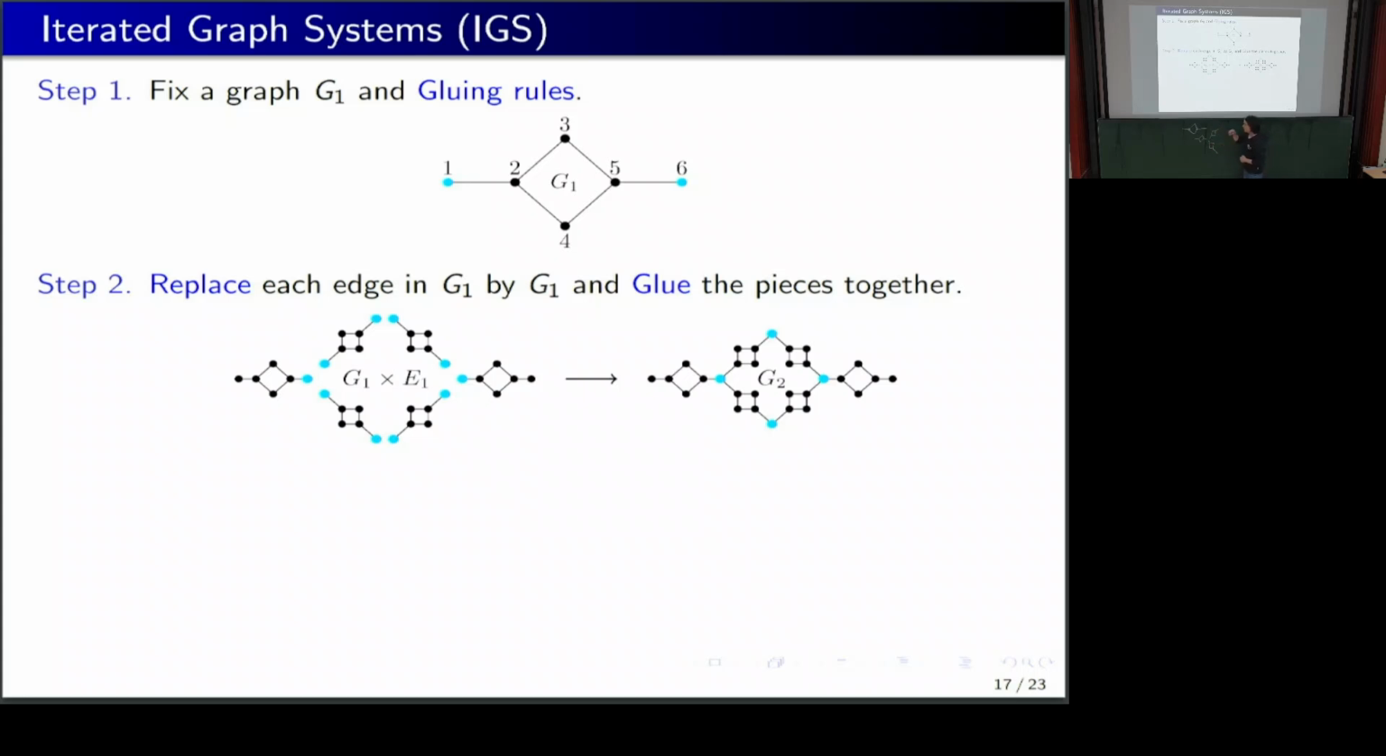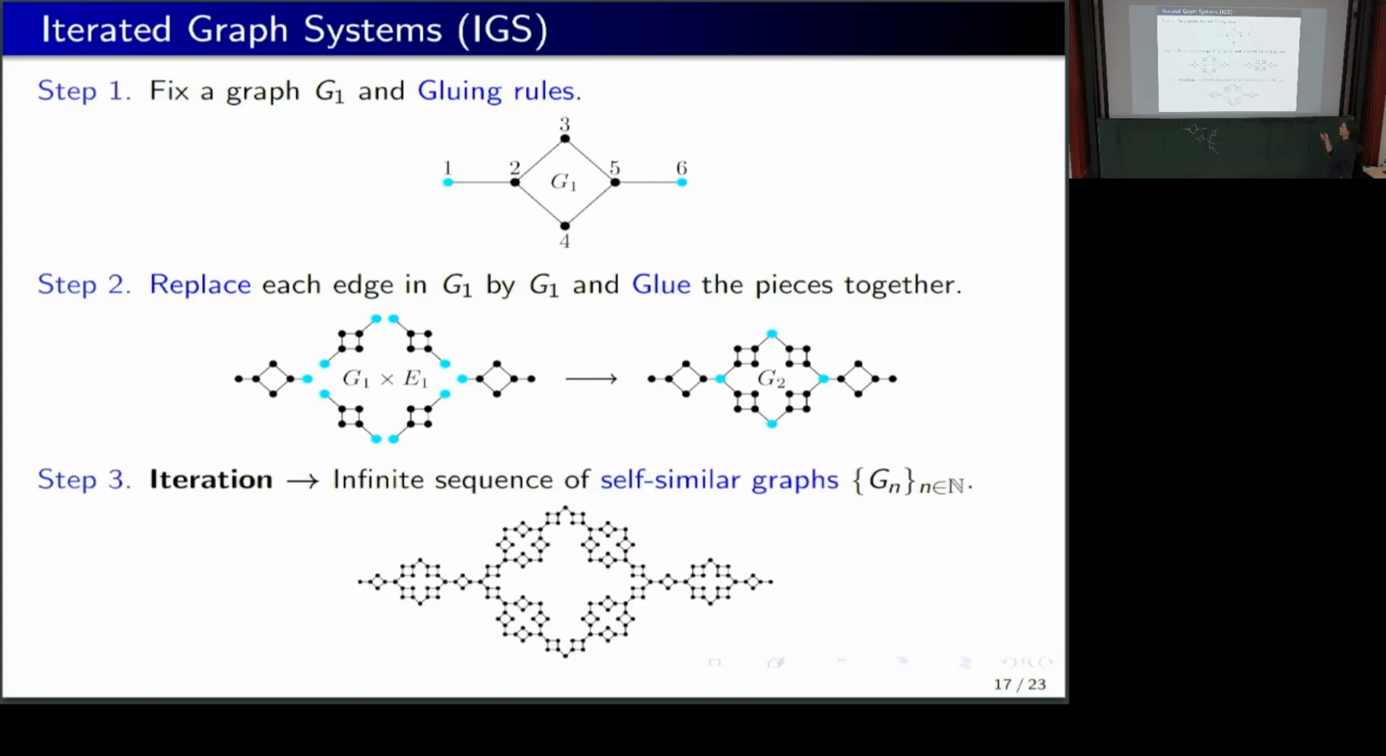Then I look at all the edges that have a common vertex with this one. So in this case, these three have a common vertex, then I glue them together here. And the next step is to iterate this construction, or this replacement and gluing. So here is the third graph. And I iterate, so I get an infinite sequence of graphs.